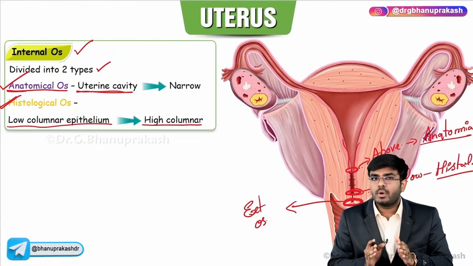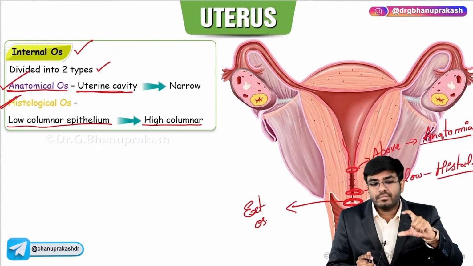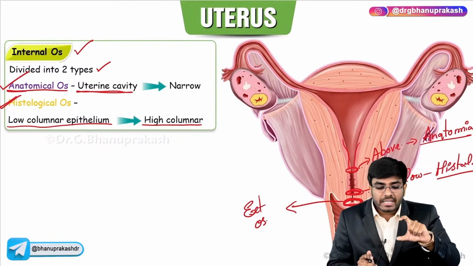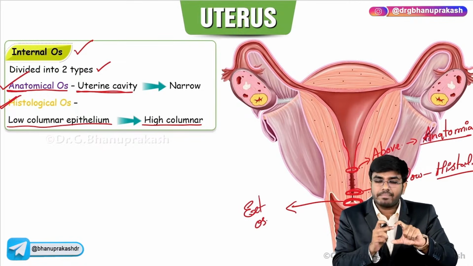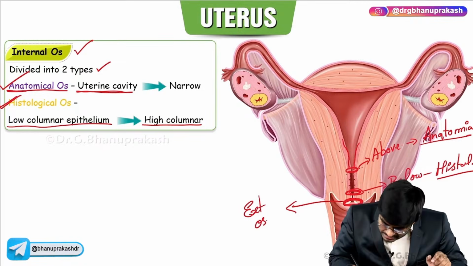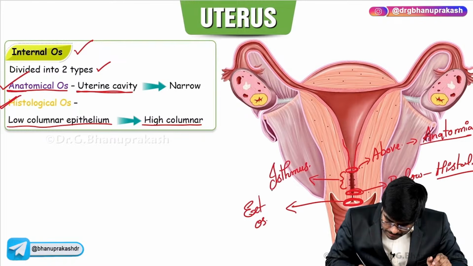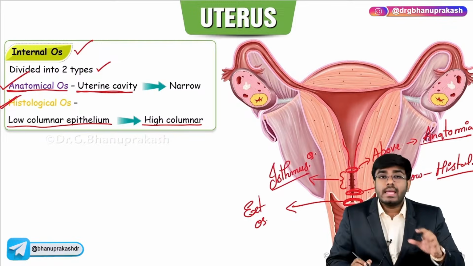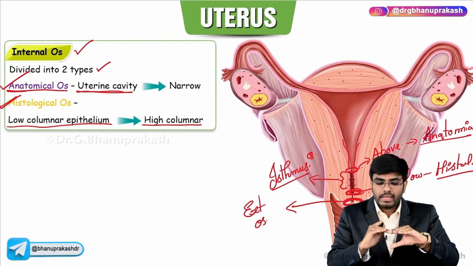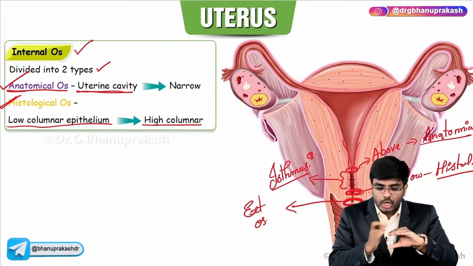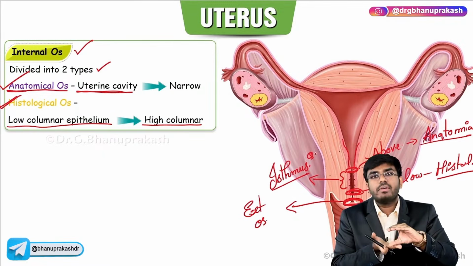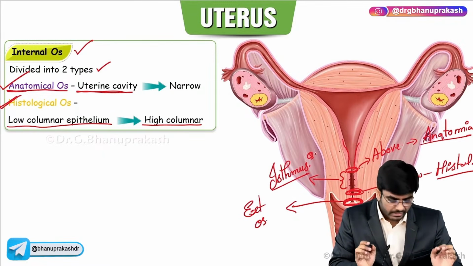See why this is important? Because the area in between the anatomical os and the histological os is known as the isthmus. Important MCQ. So the isthmus, above it we have the anatomical os, below it we have the histological os. So that's very important.